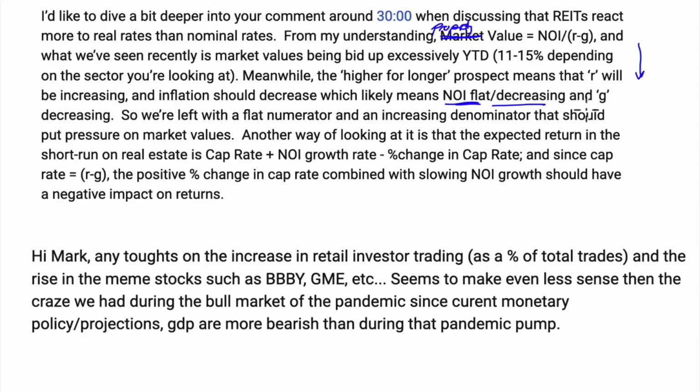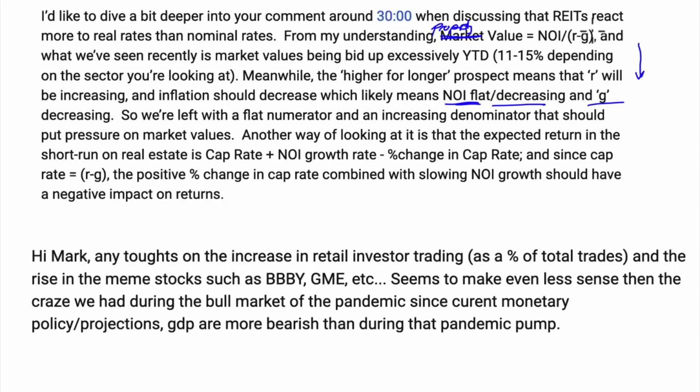And G decreasing. I don't know why you think G is decreasing either. They could, but it doesn't follow. You know what I mean? It's not like if A then B. It's if A, it may create the conditions that lead to B, but it doesn't necessarily have to. So we're left with a flat numerator and increasing denominator that should put pressure on market values.